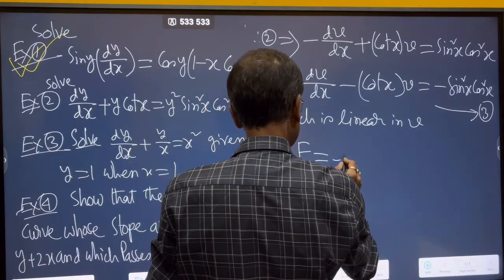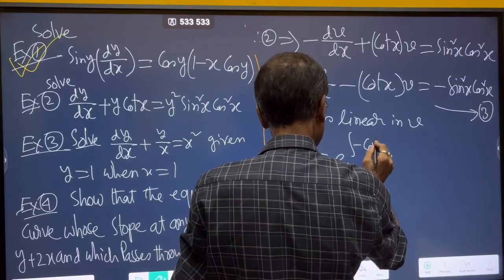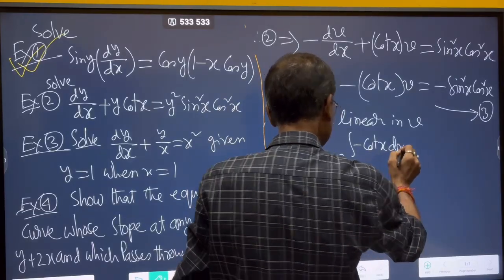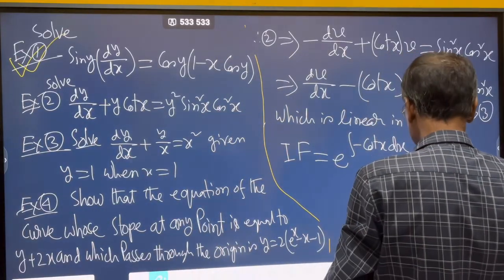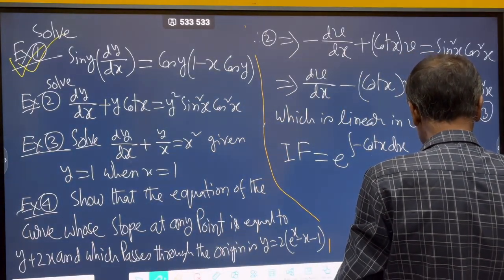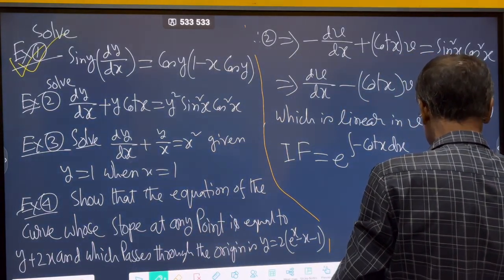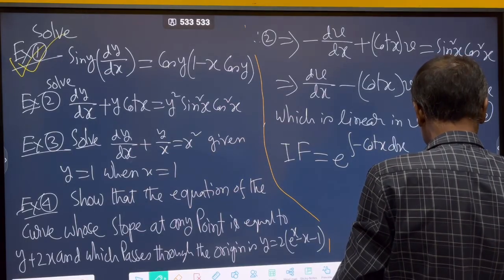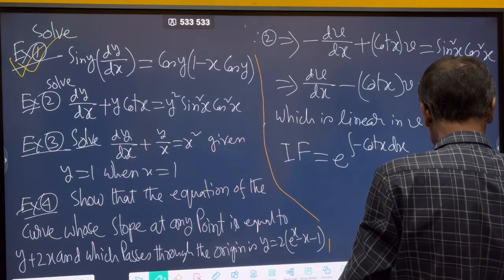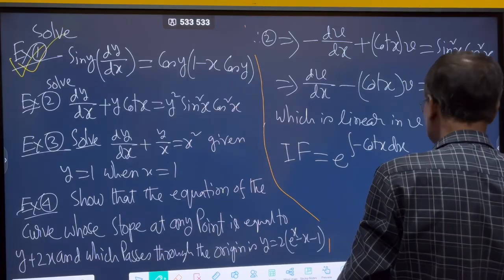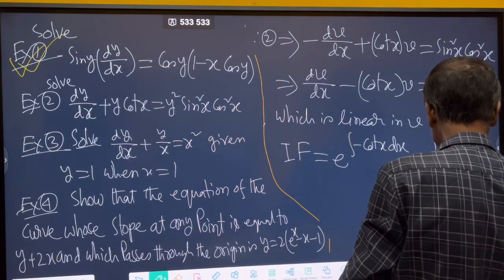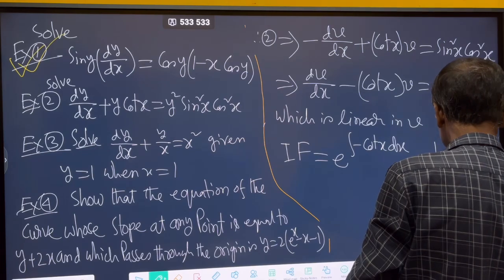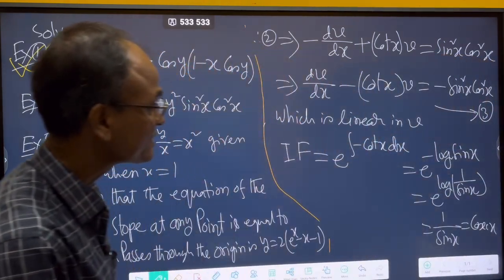Integrating factor will be equal to e to the power integral of minus cot x dx. This is equal to e to the power minus log of sin x, which is equal to e to the power log of 1 by sin x, which is equal to 1 by sin x, or you may write it as cosec x.